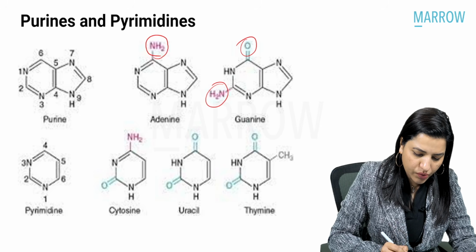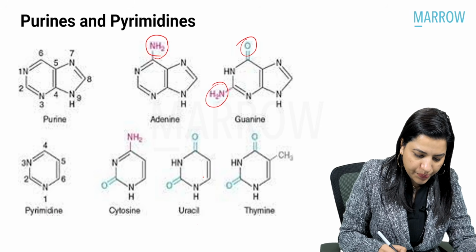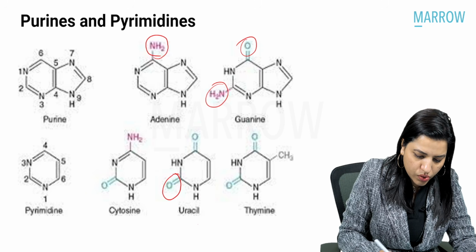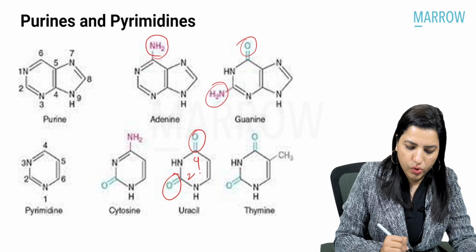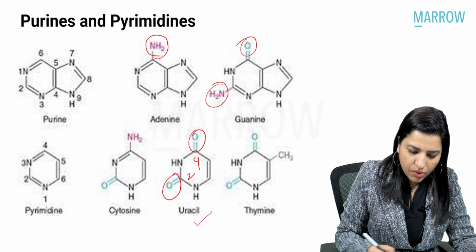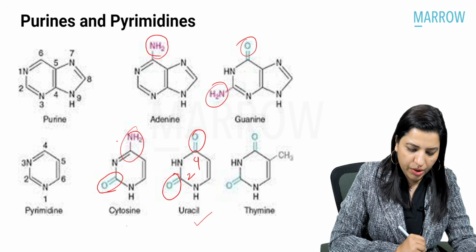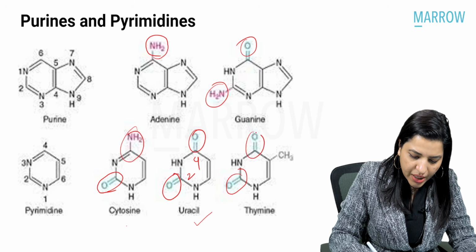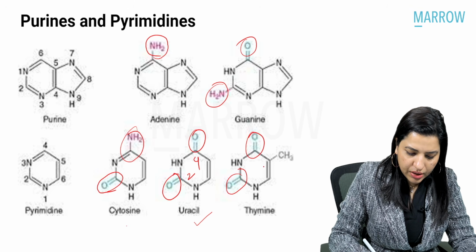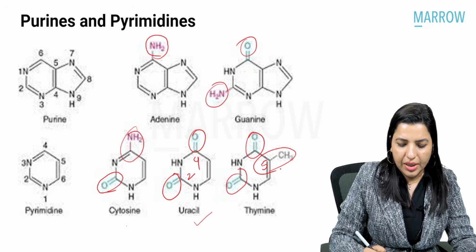In the pyrimidine, I'll start with uracil. So this is uracil. What we can see is an oxo here and an oxo here. It is 2,4-dioxopyrimidine. That is uracil. Now what is cytosine? Cytosine is 2-oxo 4-aminopyrimidine. That is cytosine. Then what is thymine? 2,4-dioxo, then what we can see is 5-methyl pyrimidine. That is called thymine.